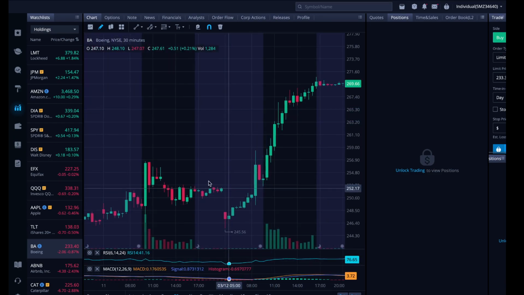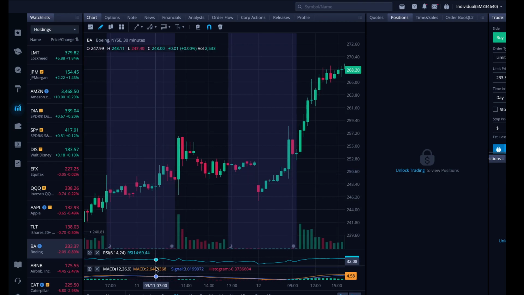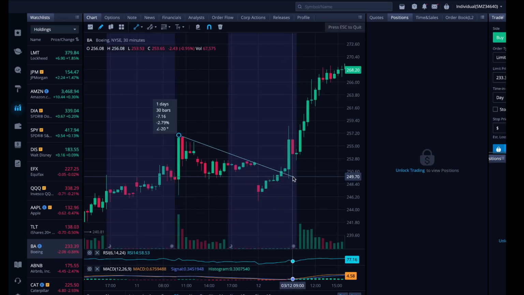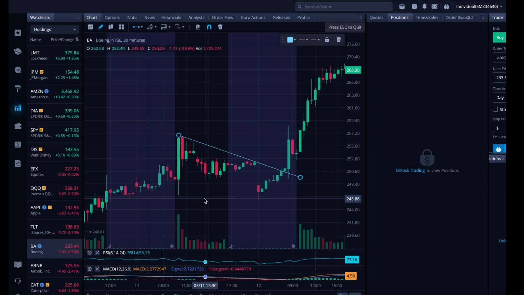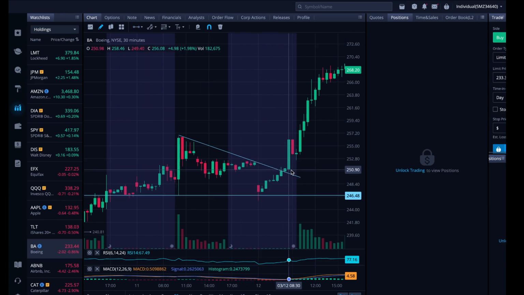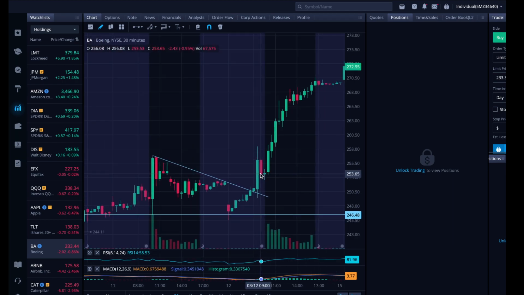Okay, this is actually a good example here. So let's start here. We have our trend line. Boom, right there. We have our bump line here. So anyways, this is actually a good example of a descending triangle. So let's get started here.